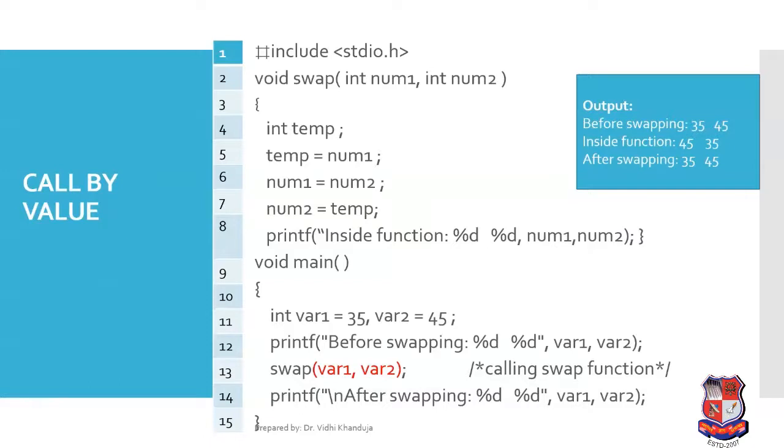Whenever you are calling a function, you are passing the value of the variable. So a copy is generated and all the work is done on these copies. So the actual variables remain unchanged.